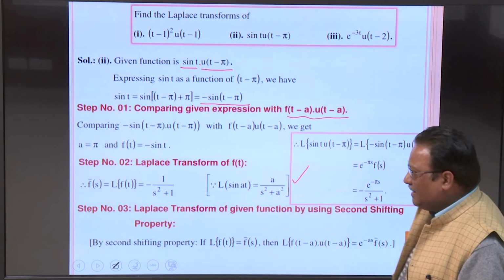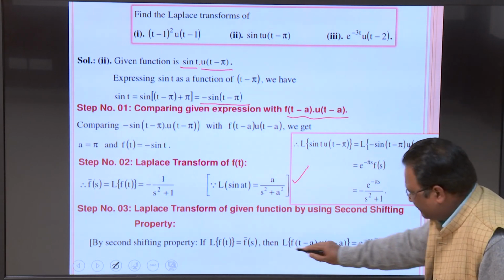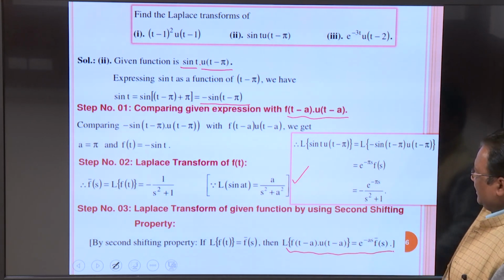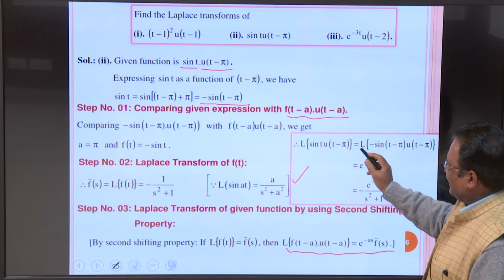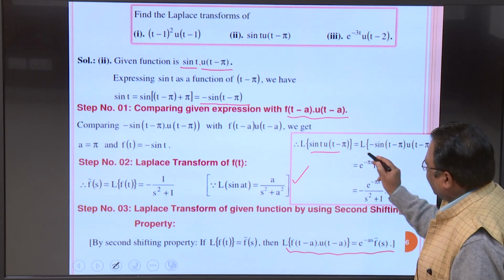Now what is the third step? Laplace transform of the given function by using the second shifting theorem. Second shifting theorem means this result. Okay, so L sin t u t minus pi is equal to L minus sin t minus pi u t minus pi. So this can be written this way.